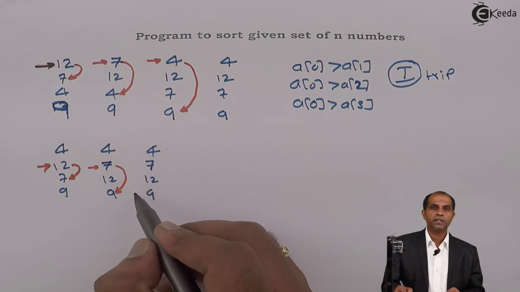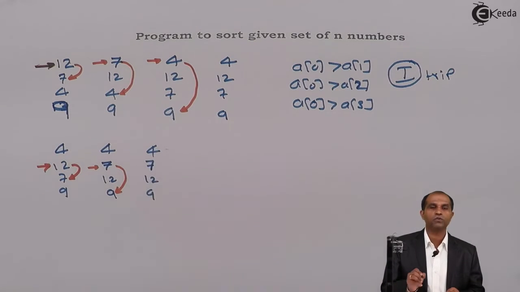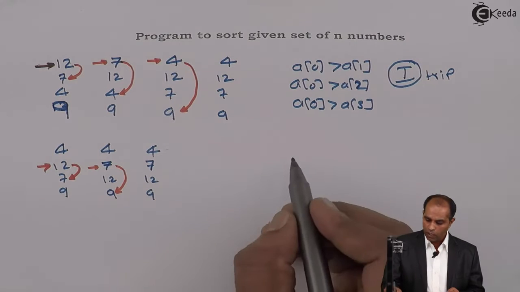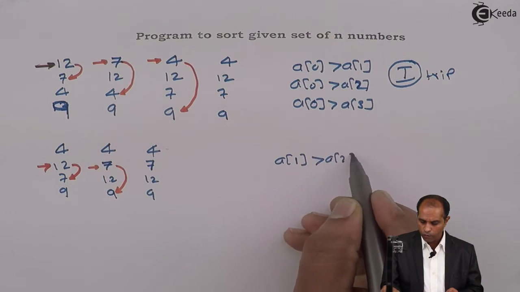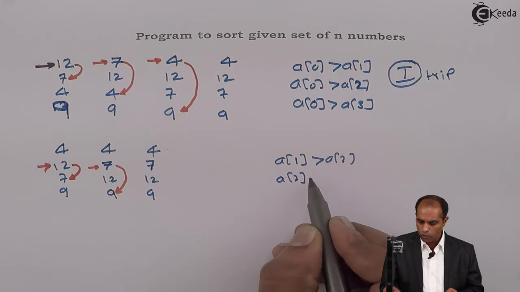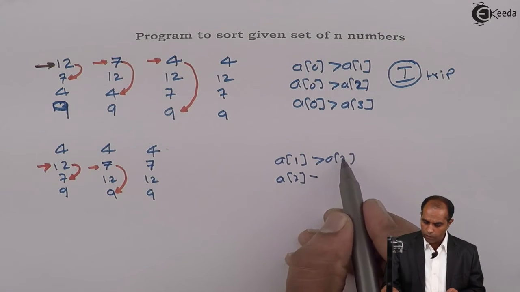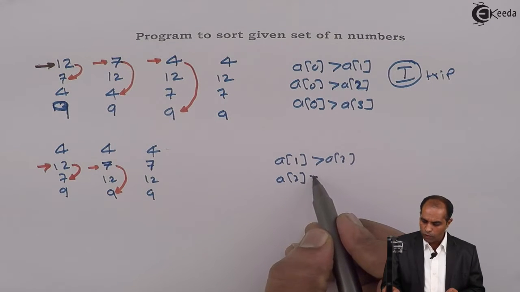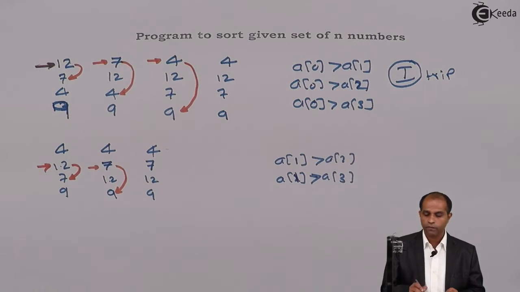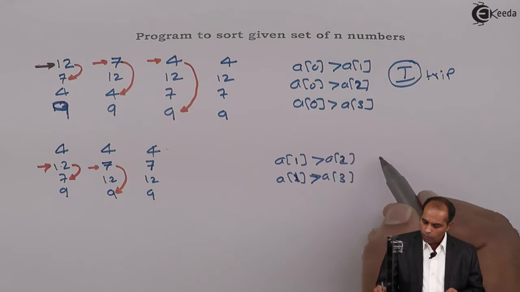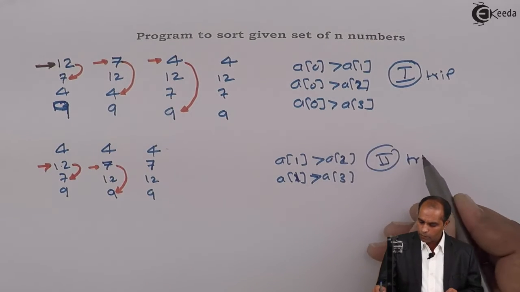What did we achieve at the end of the second trip? We achieved the first two smallest numbers on the top. So here the comparison was a of 1 with a of 2, and again a of 1 is greater than a of 3. 1 was compared with 2, 1 was compared with 3, right?